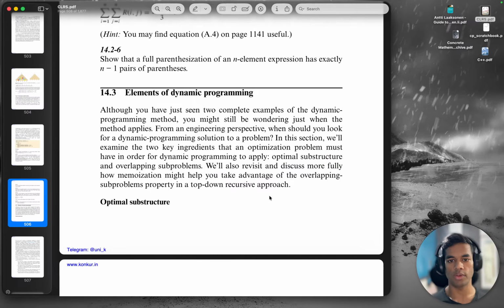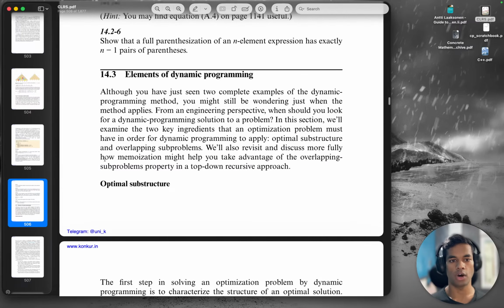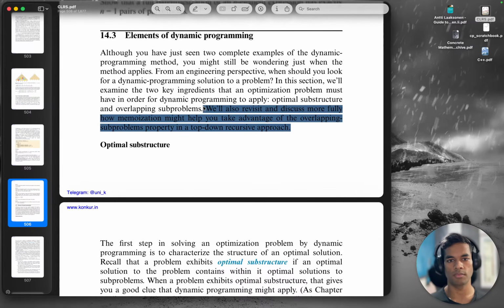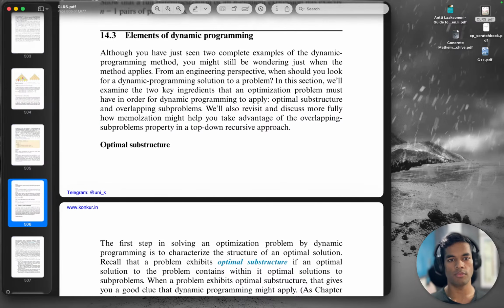We will also revisit and discuss more fully how memoization might help you take advantage of the overlapping subproblem property in a top-down recursive approach. Make sense? Using memoization, we can take advantage of the overlapping subproblems property in a top-down recursive approach.